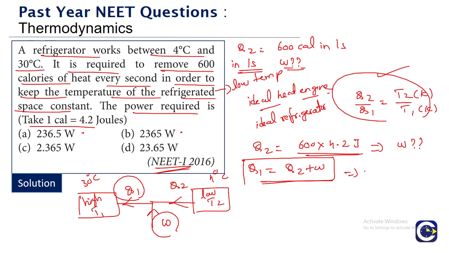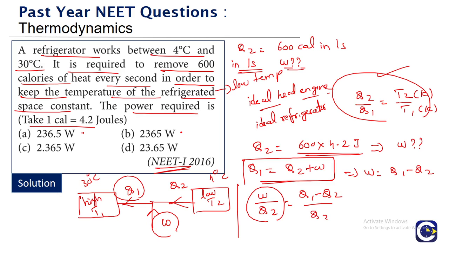But unless we relate it to the temperatures, we will not be able to find W. So look at this. From here, W will be equal to Q1 minus Q2. Now we will just take the ratio of W by Q2. So W by Q2 will be equal to Q1 minus Q2 divided by Q2. If you split the numerator, that is Q1 by Q2 minus 1. What is Q1 by Q2?